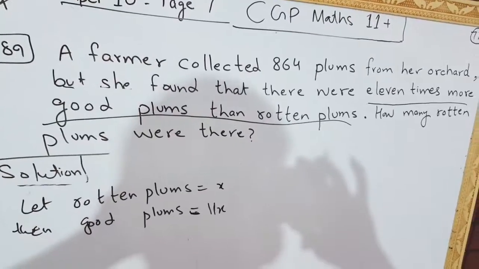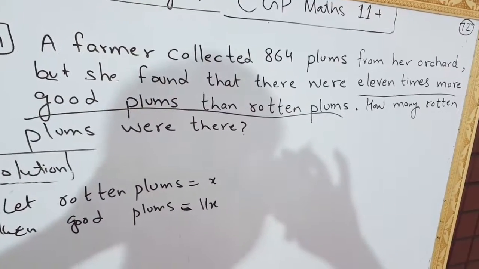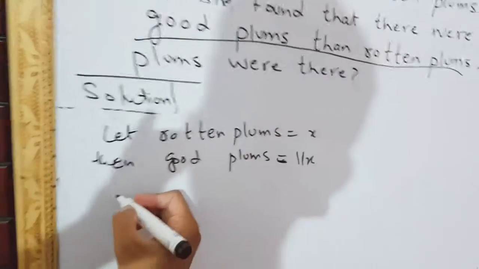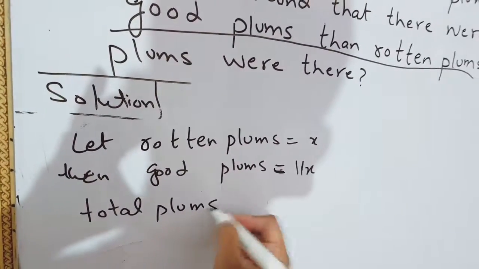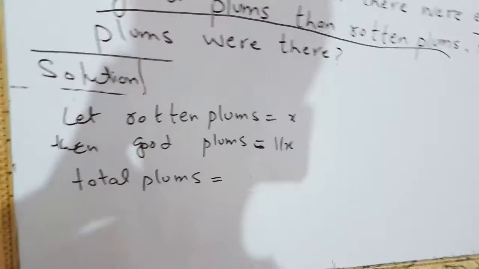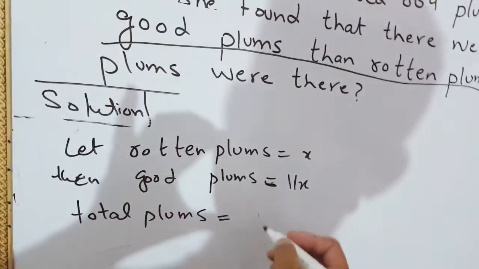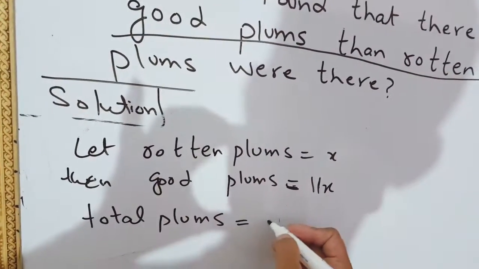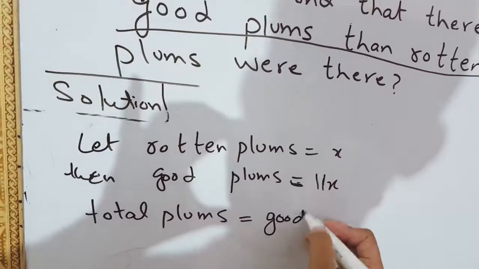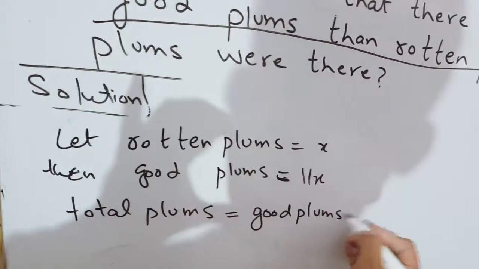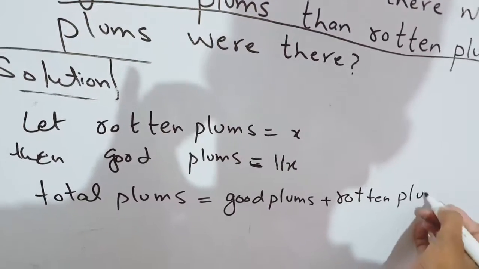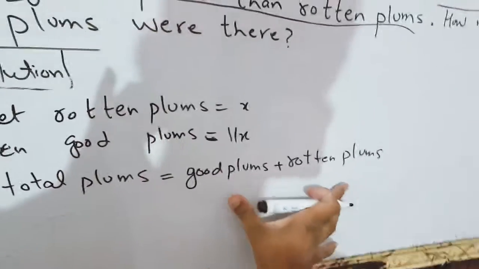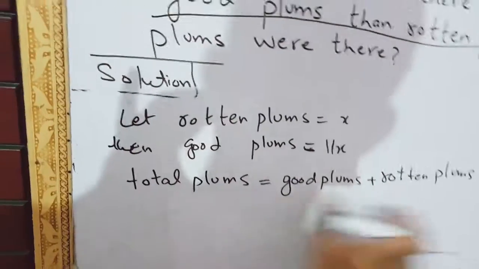A farmer collected 864 plums from her orchard. So total plums, we can use this formula. This is a mentally created formula to solve this question. Total plums is equal to good plums plus rotten plums. We can also write this side here and this side there.